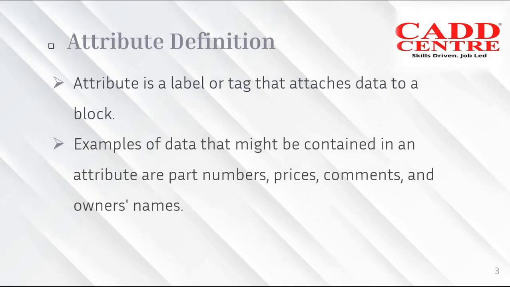So here's the attribute definition. An attribute is a label or tag that attaches data to a block. Attribute blocks are used to extract information in database or table format. You can associate more than one attribute with a block, provided that each attribute has a different tag. For example, data that might be contained in an attribute are part numbers, prices, comments and owner's name.